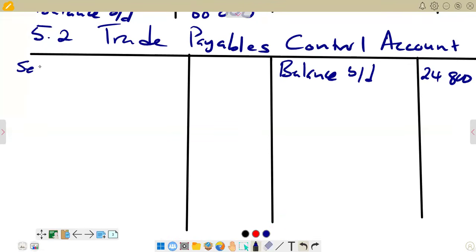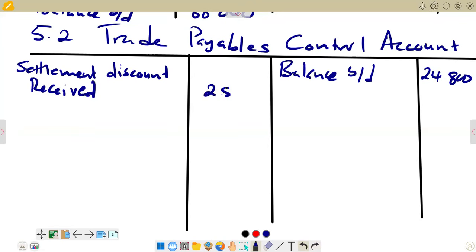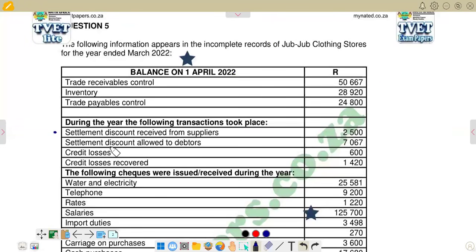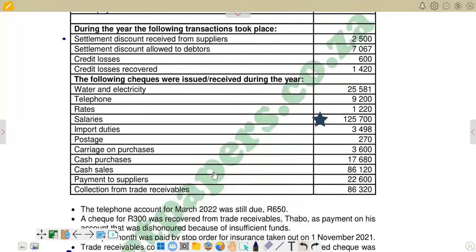So here we're saying settlement discounts received, and the amount we're saying is 2,500. And then we go back again to check other information. If you go down, you'd see that there's nothing there. Then we go to the information, the following checks were issued or received during the year. Then we go down checking other information that we have there.